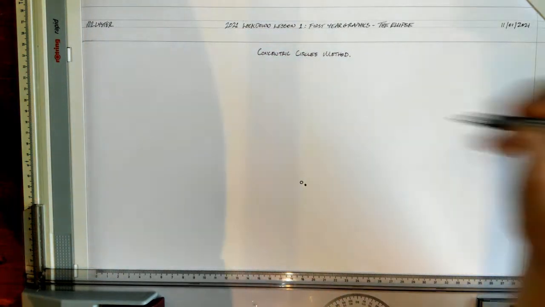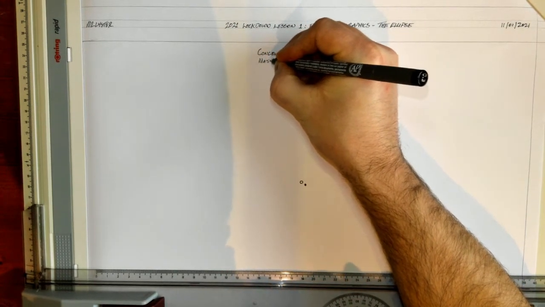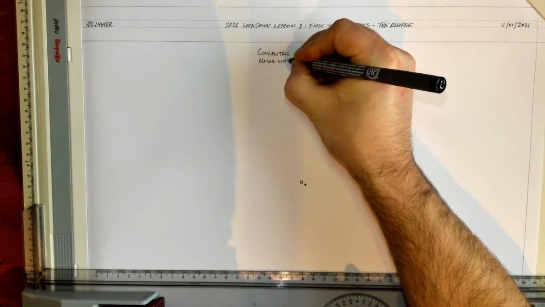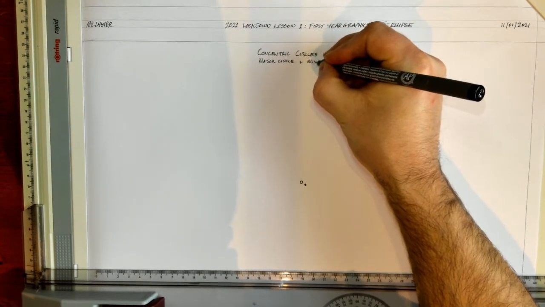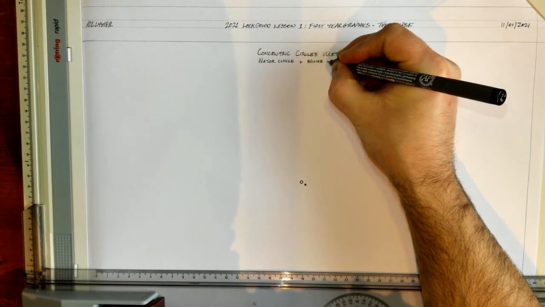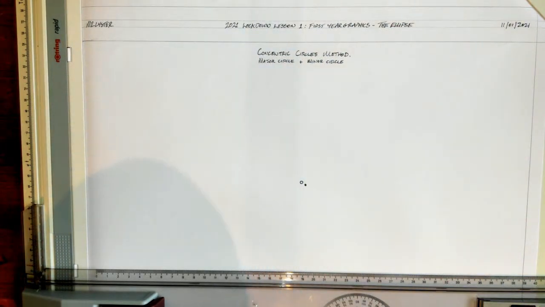Basically, we're going to draw the ellipse and we're going to use two circles to do so. They're going to be called the major circle and the minor circle. So we'll have the major circle, and we'll have the minor circle. Now, you're probably figuring out already, the major must be a big circle and the minor must be a smaller one. Well, if you've come to that conclusion already, you are absolutely correct.